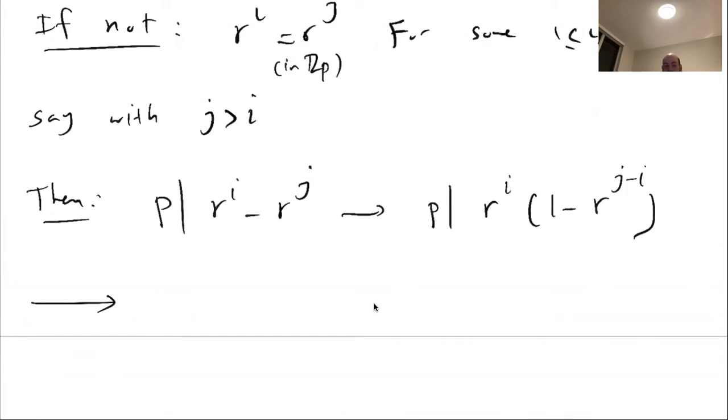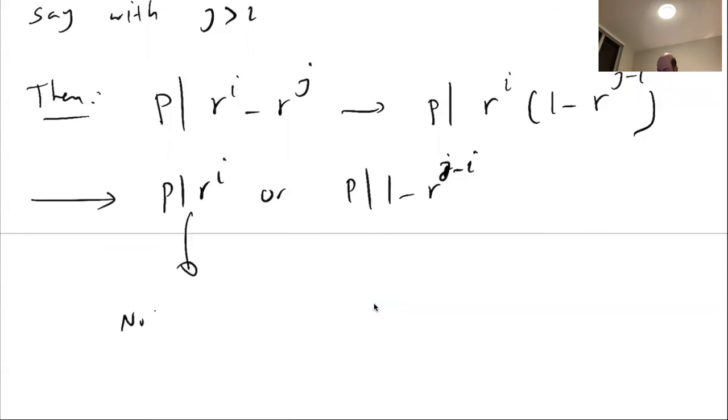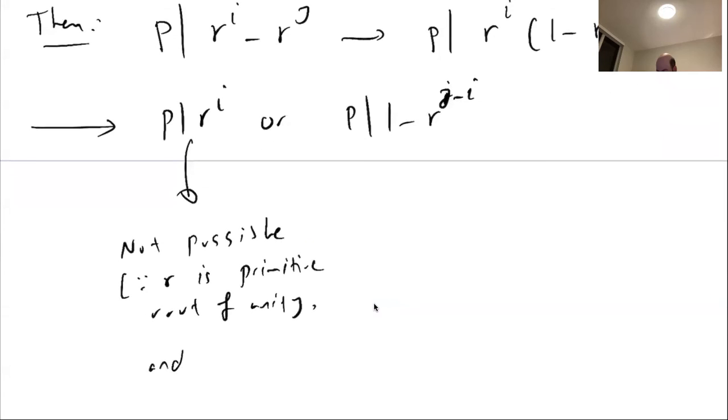So if r is not 0, that means r is not divisible by p. So this means p divides r to power i, or p divides 1 minus r to power j minus i. But this is not possible because r is a primitive root of unity, and hence r is not equal to 0 in Z_p. If r is not 0 in Z_p, that means r is not a multiple of p. Therefore, powers of r are not multiples of p either. p is a prime number. If in the prime factorization of r there is no factor p, in the powers of r, still in their prime factorization, there is no factor of p. So that means this would be true.